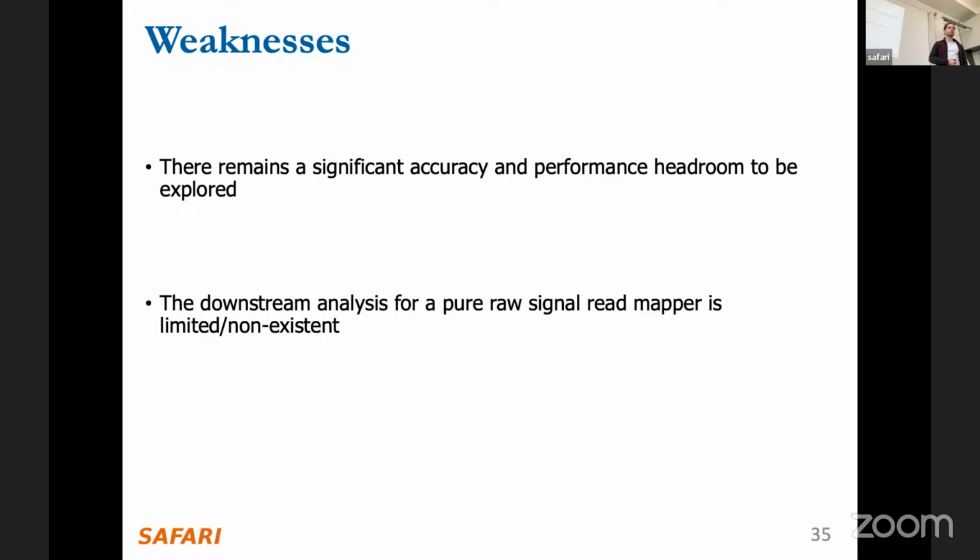That means we are yet to show that this is also useful in this way. And that's, of course, a huge gap. In that way, for now, no matter how accurate we are, we actually cannot compete with base called read mappers because, let's say, the software infrastructure doesn't exist. Okay.